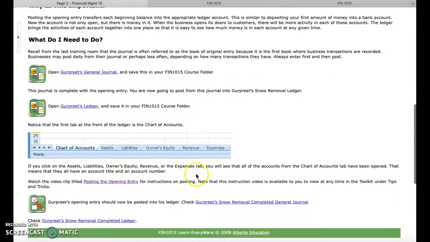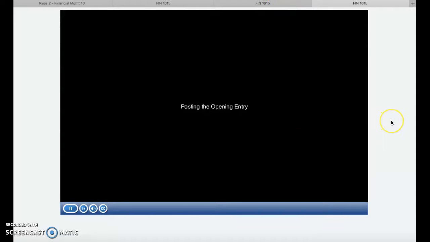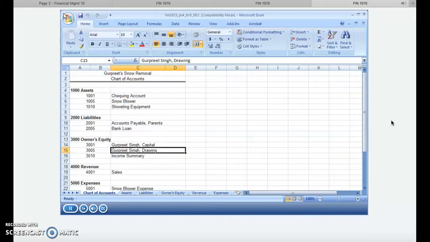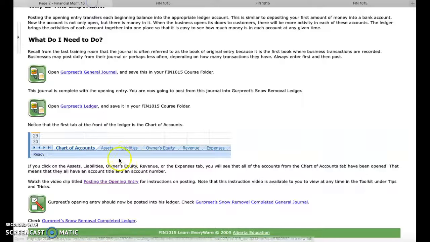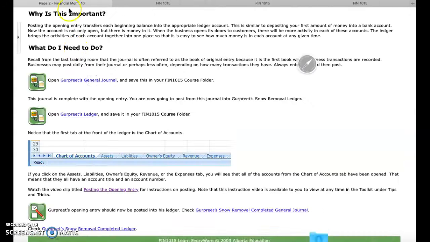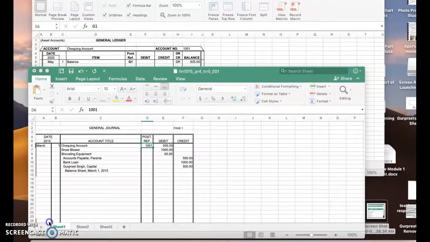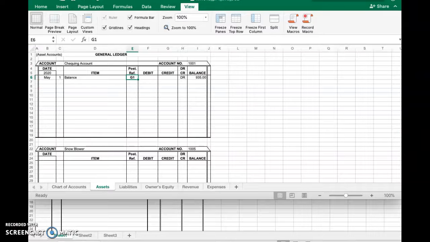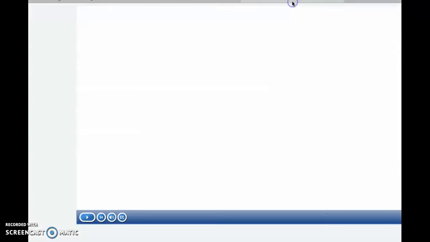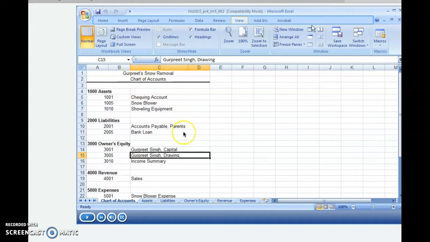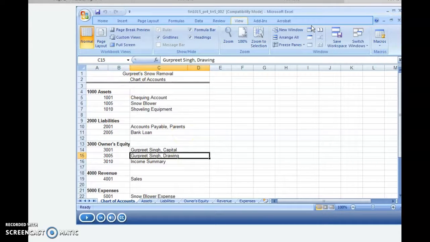What you need to do is open up this video and essentially watch it. You should now have both your journal and your ledger open. What he is working with here is opening both Gurpreet's general journal and Gurpreet's ledger. It ends up looking quite a bit like this. If you continue to watch the video on Safari, they go through a very in-depth explanation of what I'm looking for.